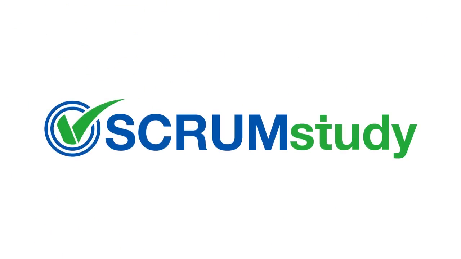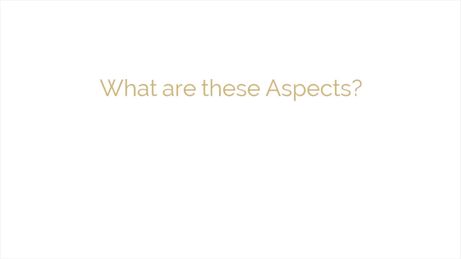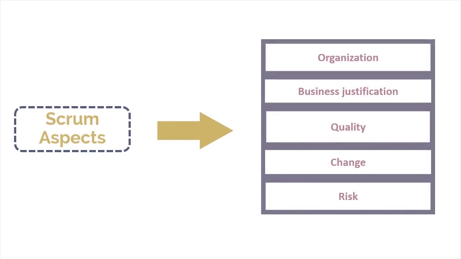Hello, and welcome to the new module Scrum Aspects under the framework of SBOK Guide. This module will introduce you to the various aspects of Scrum, which must all be addressed and managed through a Scrum project. The 5 Scrum aspects that we will discuss in this module are organization, business justification, quality, change, and risk. In the SBOK Guide, all 5 Scrum aspects are presented in chapters 3 through 7. We will be discussing all of them one by one, but let's first start with the very first aspect, organization.